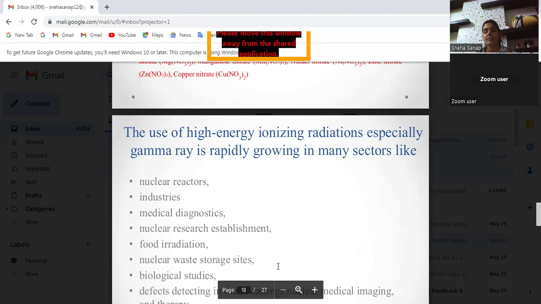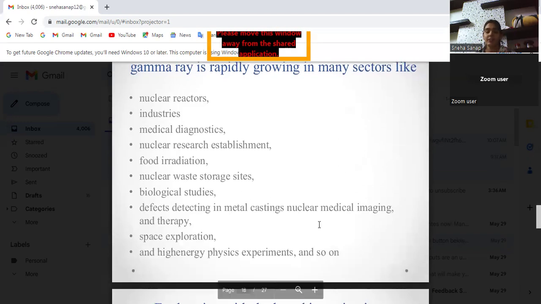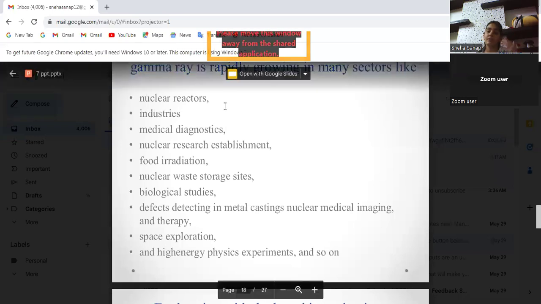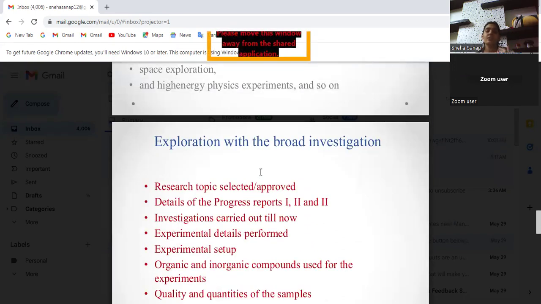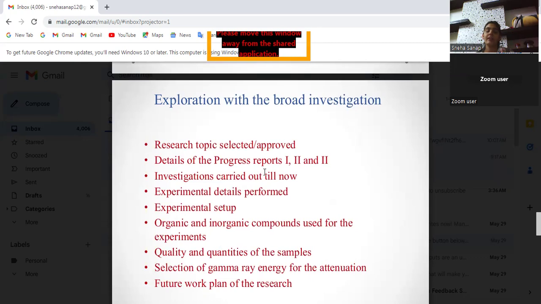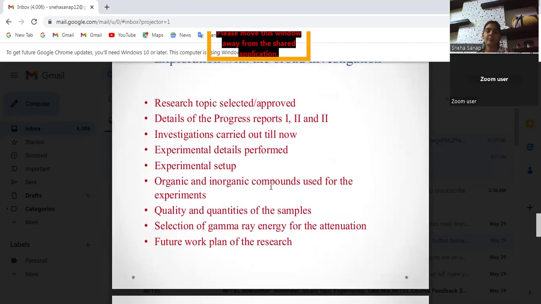Defect detection in material casting, medical imaging and therapy. Space exploration, in space we are using gamma rays and X-rays so much to find out some experiments, and high energy physics experiments as well. So exploring with the broad investigation, we are choosing these types of compounds and different types of materials, and I mentioned here my experimental steps and studies and how I am going with these studies.